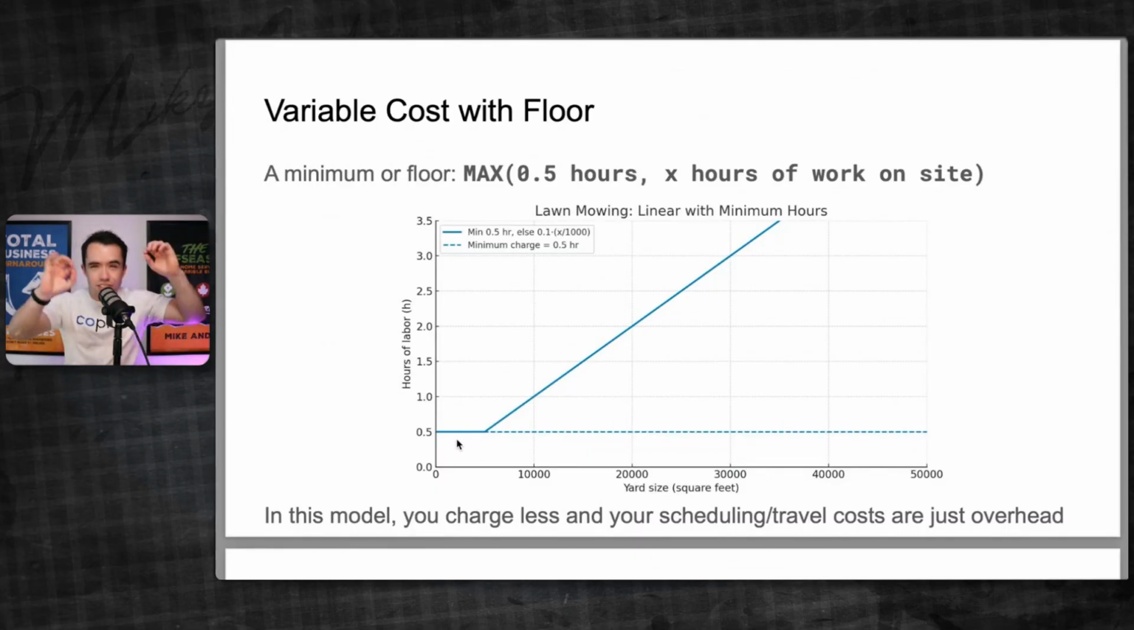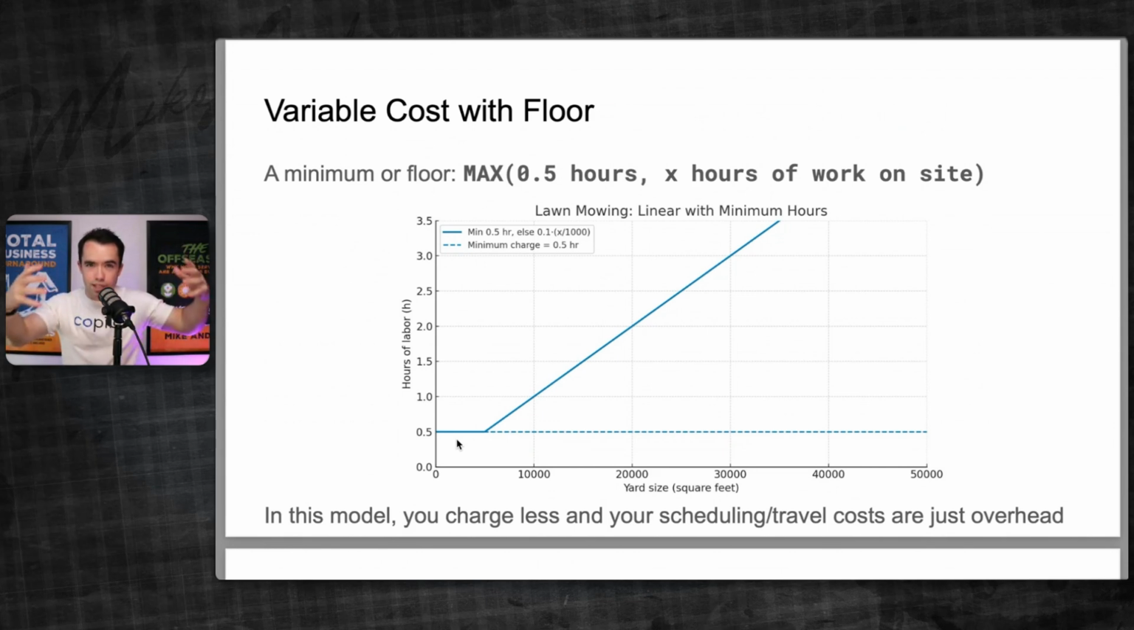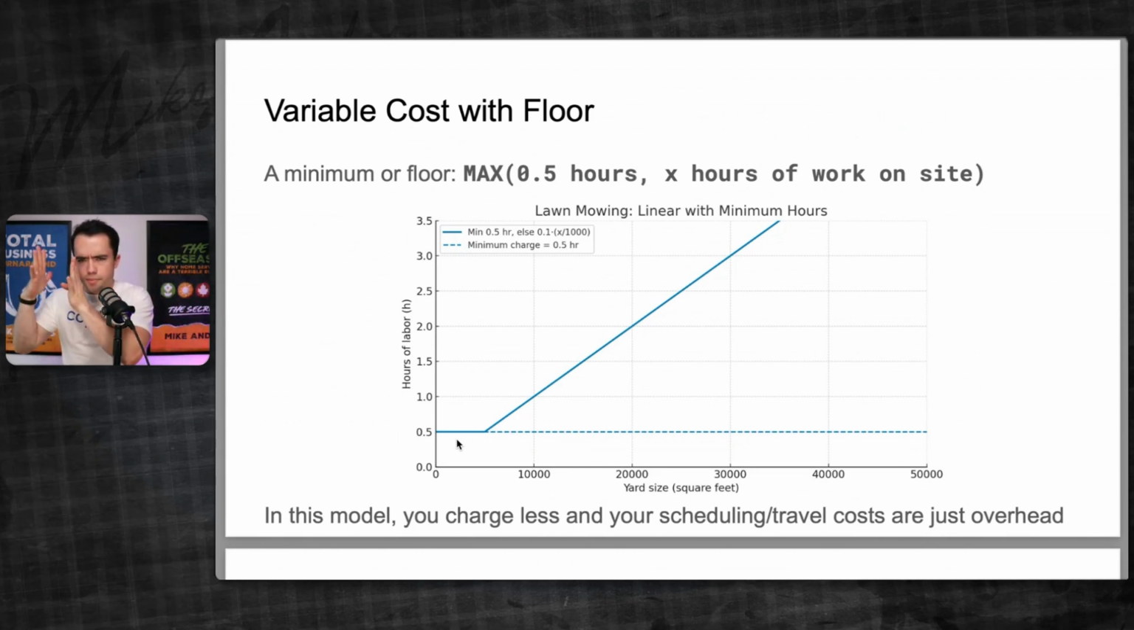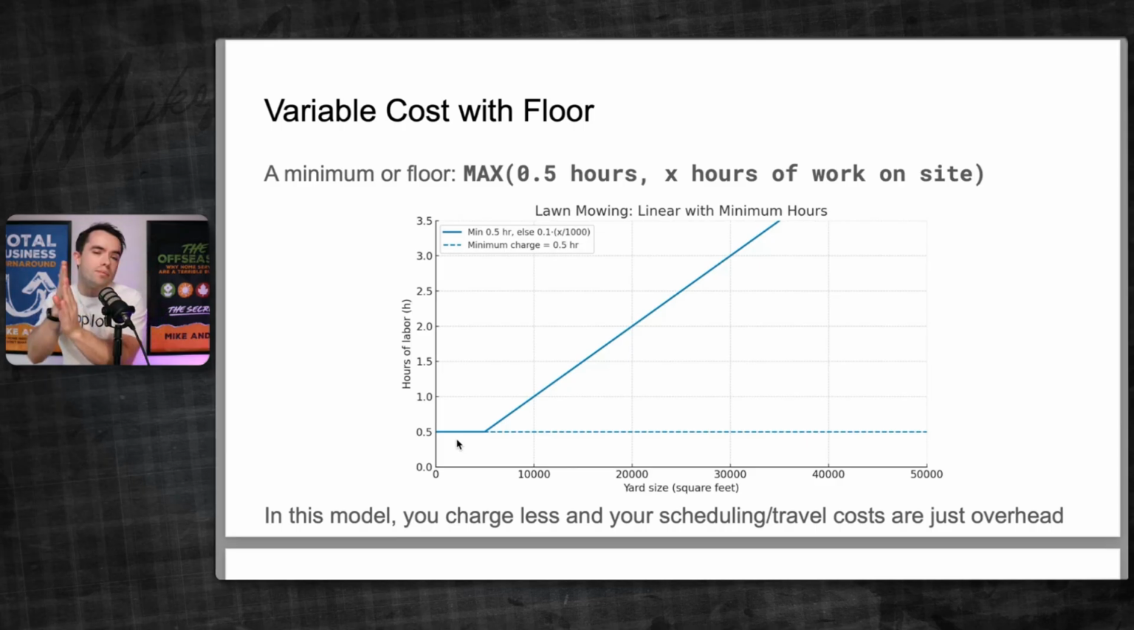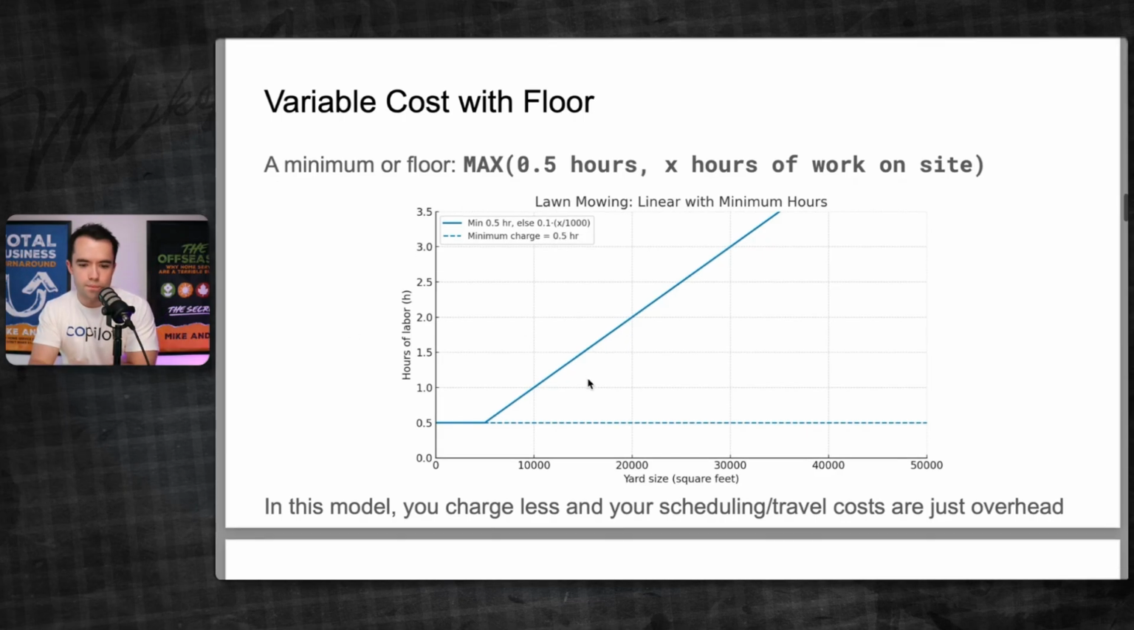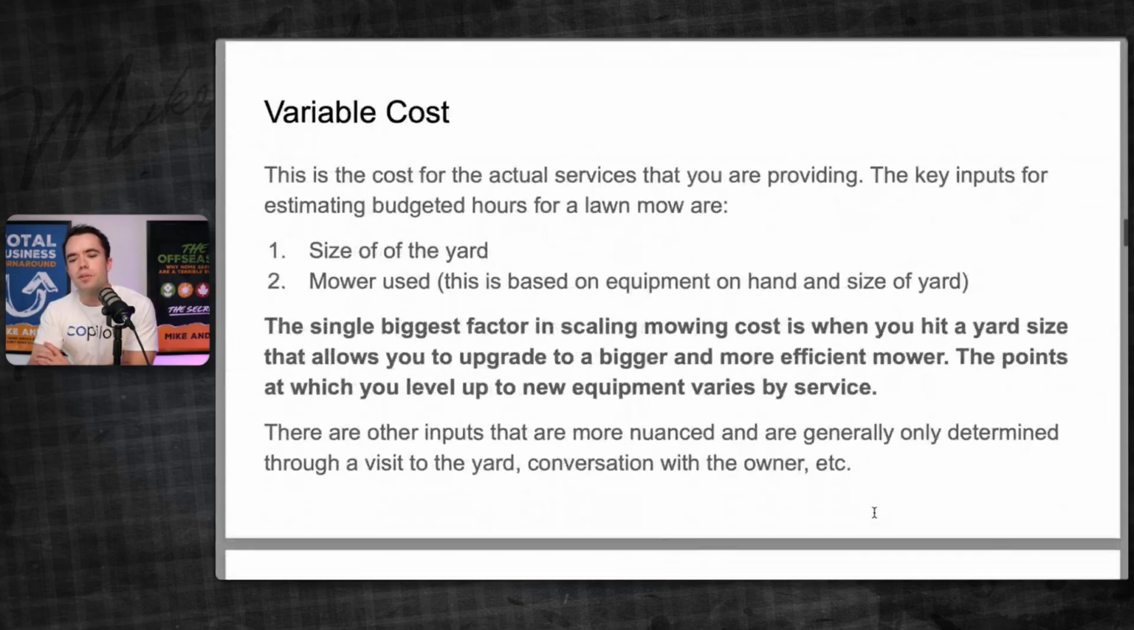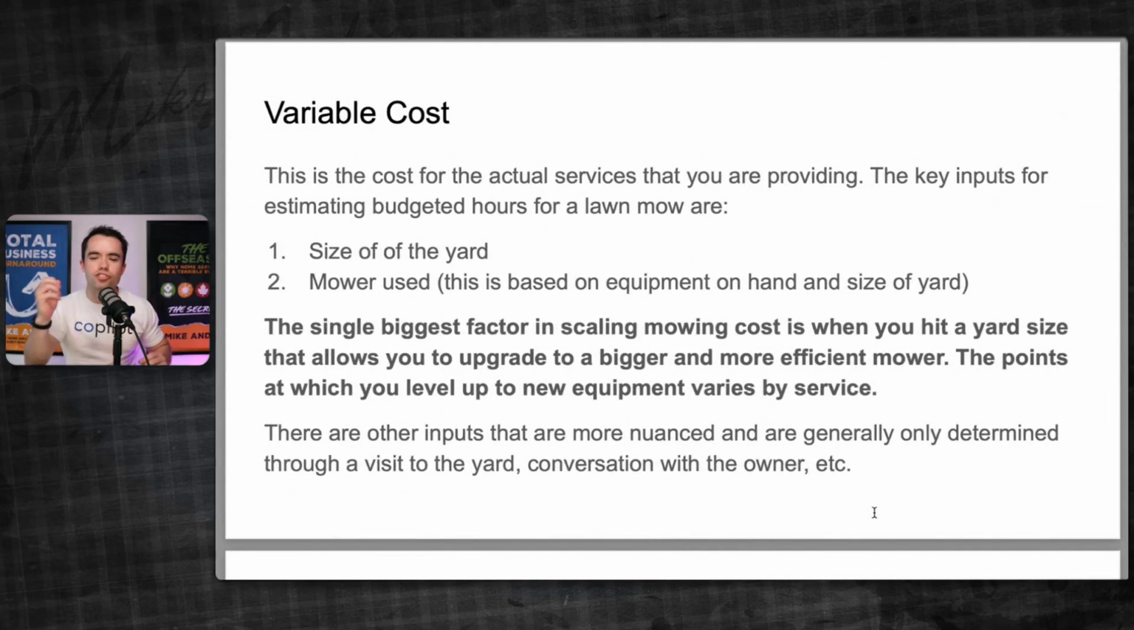So again, these are the little tiny details in pricing that you want to think about. Are you having a minimum fee just to show up, then adding budget hours? Or do you have a minimum number of budgeted hours that you're not gonna go below, as shown here? In this model, you charge less and your scheduled travel costs are just overhead, okay? The variable cost. This is the cost of the actual services that you're providing.